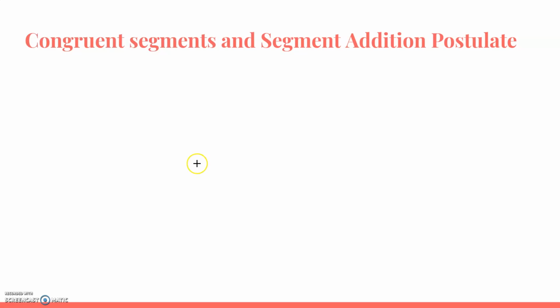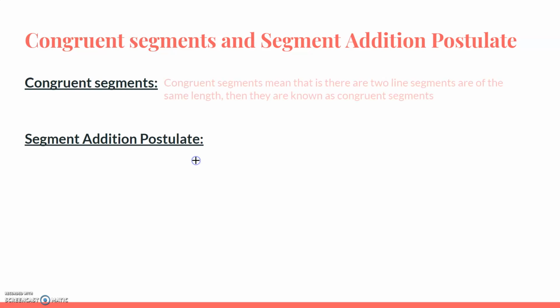Next, congruent segments and segment addition postulate. Congruent segments mean that there are 2 line segments which are of the same length. So, they are known as congruent segments. For example, if one line segment had a length of 4 meters and another one had a length of 5 meters, then they are not congruent. If one line segment had a length of 3 meters and another one also had a length of 3 meters, then they are both congruent.